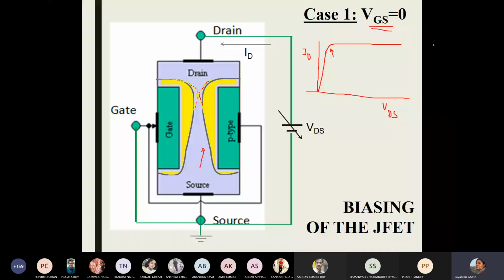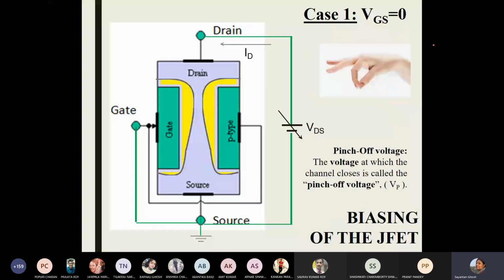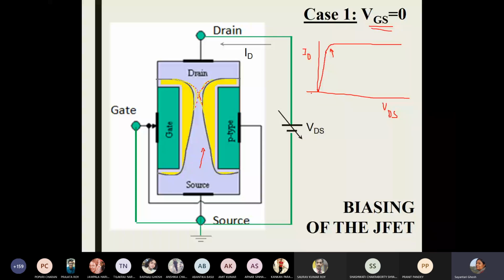So this is the first curve among the set of curves that we are going to draw in the output characteristics. The point where these two depletion regions touch each other, this value of the voltage on the VDS axis, is called the pinch-off voltage. It is denoted by VP, and whenever you buy a JFET, this value is specified.